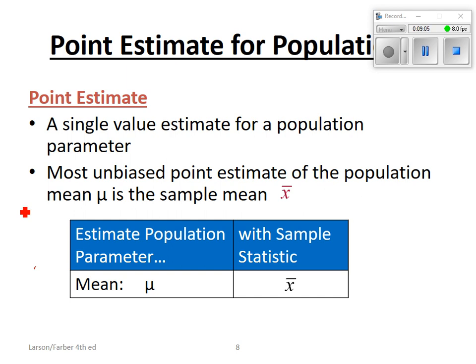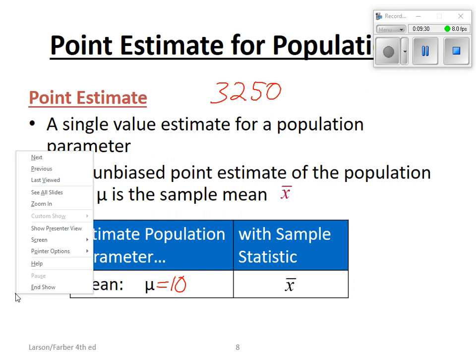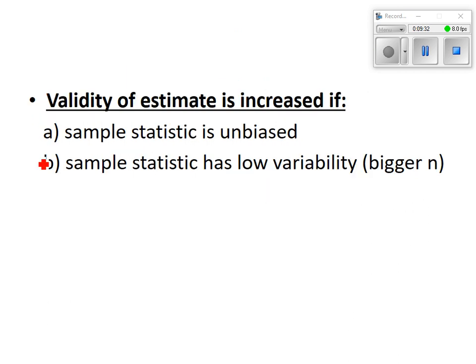So if the mean of the population, let's say somehow we figured it out, was 10, and Riley went out and the mean of his sample was 3,250, I'd probably realize Riley didn't put a whole lot of effort into finding his sample. It should be somewhere close. It should be a good estimate.